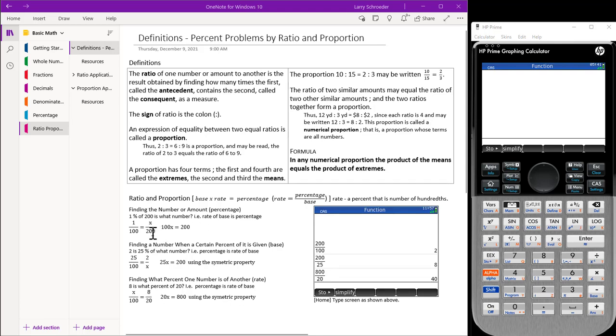This is a numerical proportion since the percents drop out and the amounts drop out. We have a numerical proportion where the product of means equals the product of the extremes. We would have here 100x equal to 200. Here we've used the symmetric property, A equals B, B equals A, so we flip around the means and the extremes so that we have the x on the left. What we have is 25x equals 200, 20x equals 800.